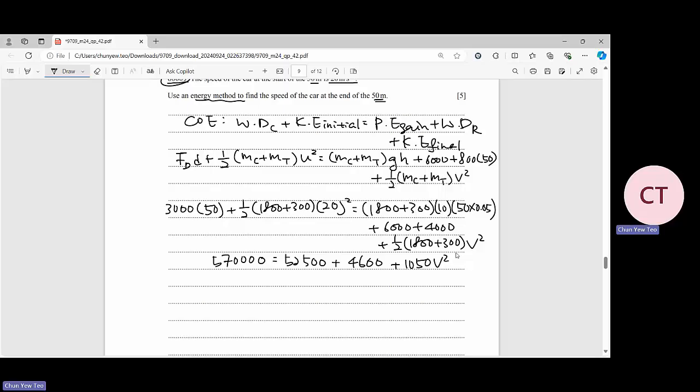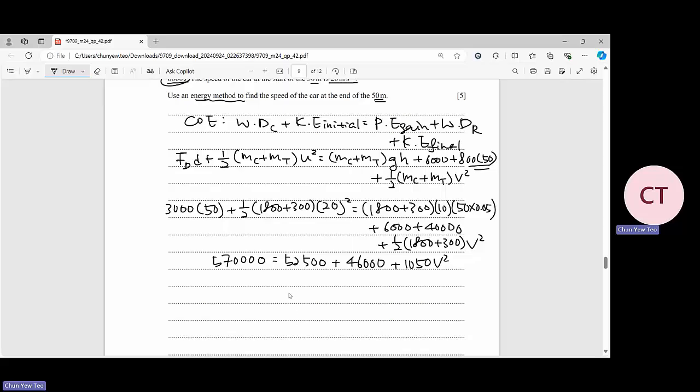Then, oh, I made a mistake. This one is not 4,000. If you press the calculator, this one is actually 40,000. So this one is supposed to be 46,000. I pressed the calculator wrongly.